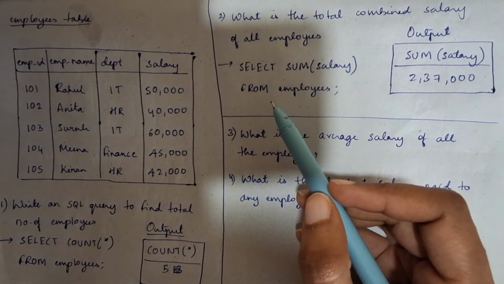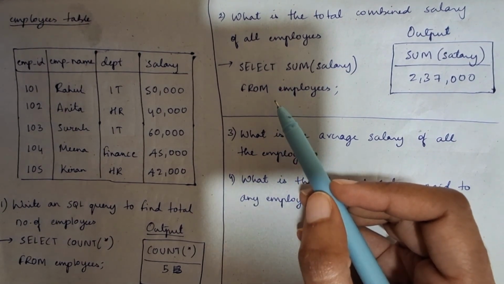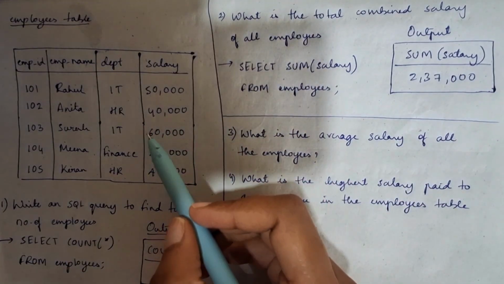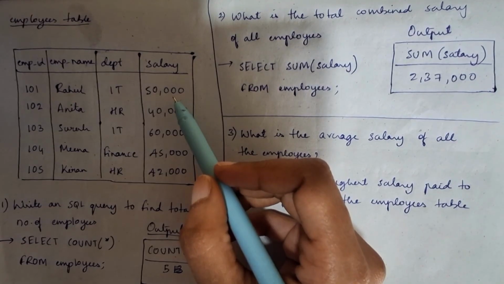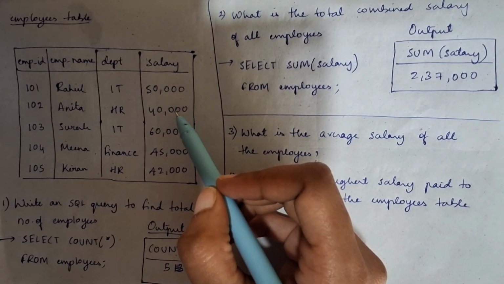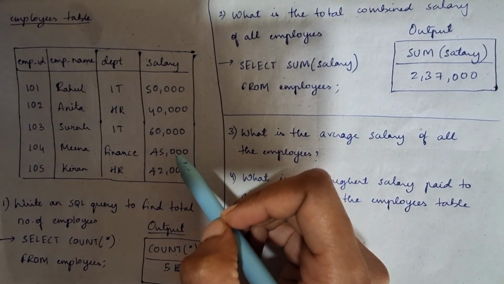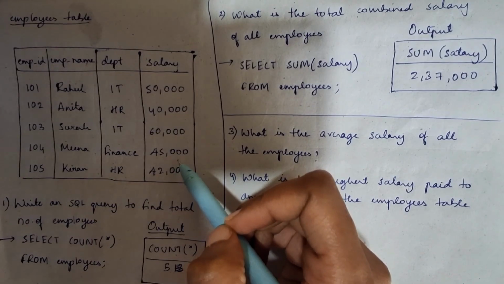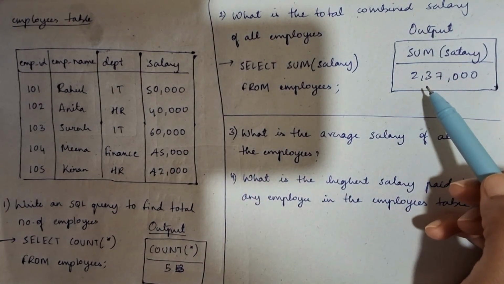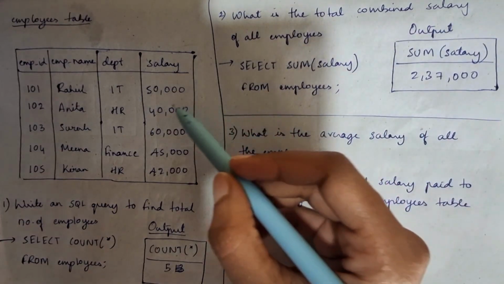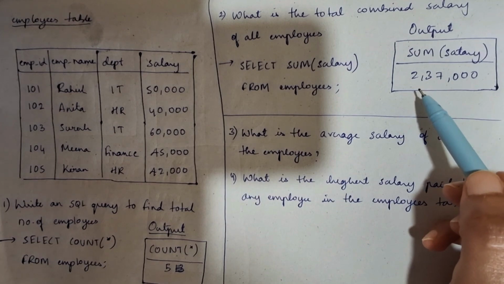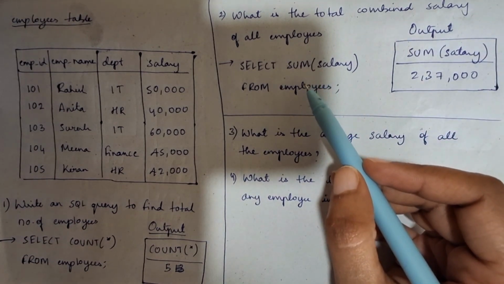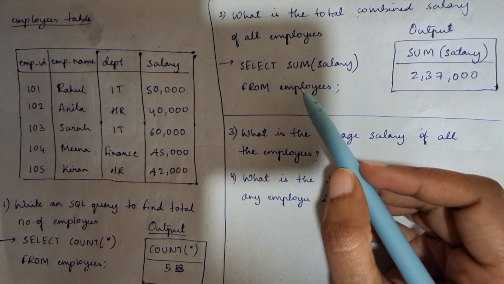Now we will understand how SQL executes this query. First, SQL goes to the employees table. It takes the salary from the first row. Then it takes the salary from the second row. It keeps adding salaries from all the rows. Finally, it returns the total sum as one value. Now, if we calculate all the salaries, the sum will be 2,37,000. And guys, the sum function is an MRF function because it uses salary values from multiple rows, but it returns only one result.